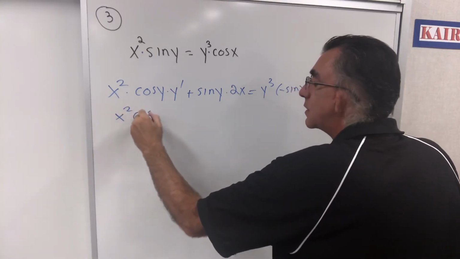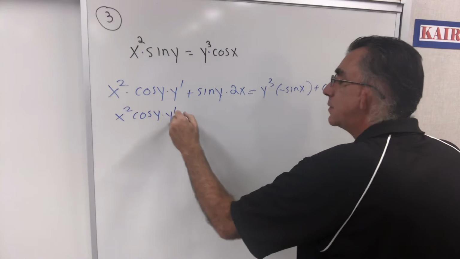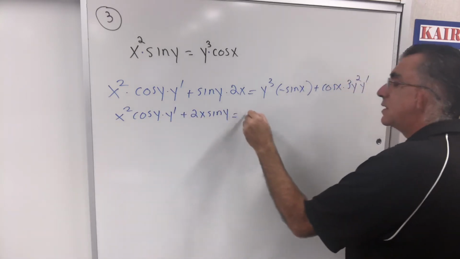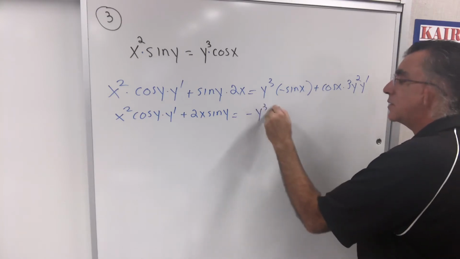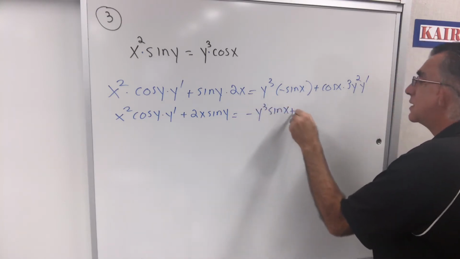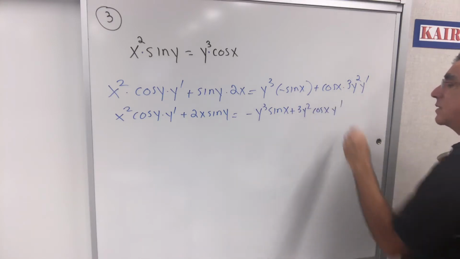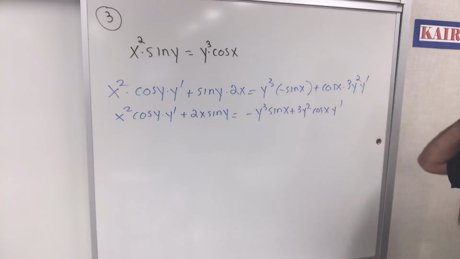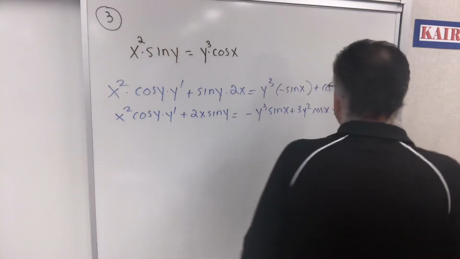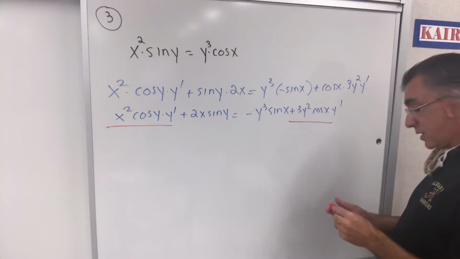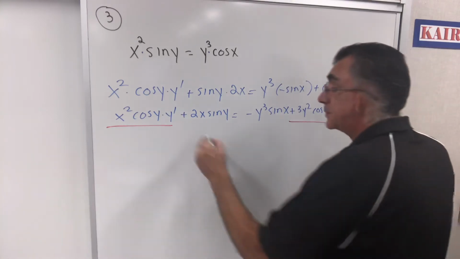x squared cosine y times y prime plus 2x sine y equals negative y cubed sine x plus 3y squared cosine x y prime. Order is not that important, but personal preference here. Now notice the same thing is going to happen here. I've got two terms with y primes in them and two terms without y primes in them.